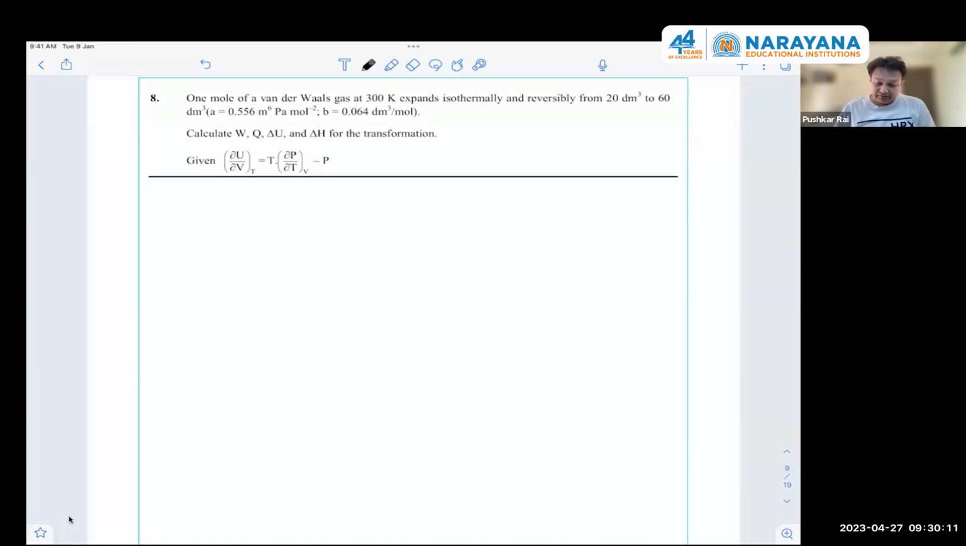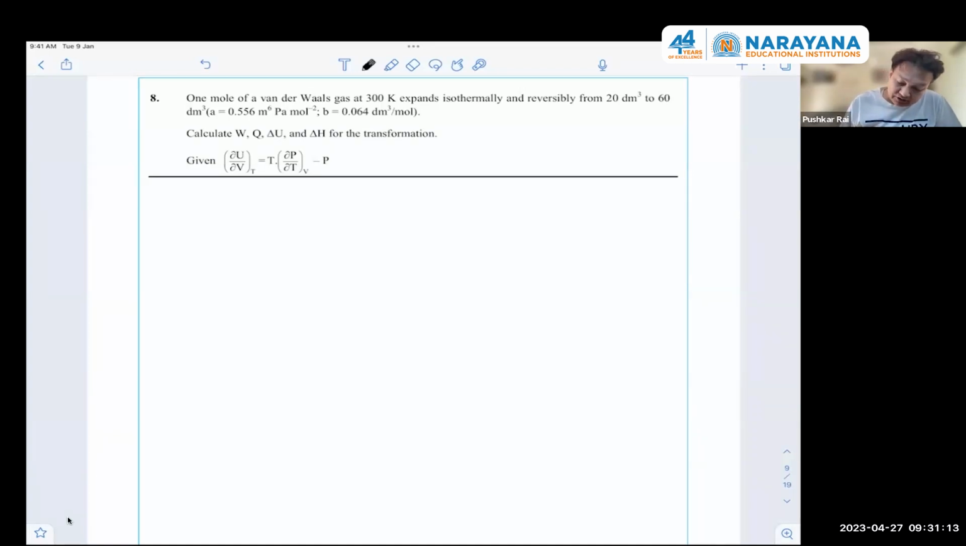Question number 8. 1 mole of a van der Waals gas at 300 Kelvin expands isothermally and reversibly from. Can it be done? See, I already gave del U by del V. The dimensions are there. So 7 and 8 are related questions. And see, we can give a twist to this. Already you can see delta H, delta U, everything can be calculated.